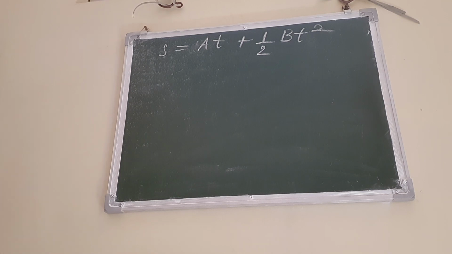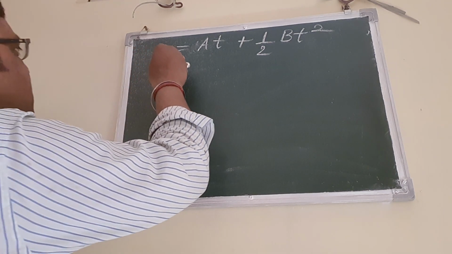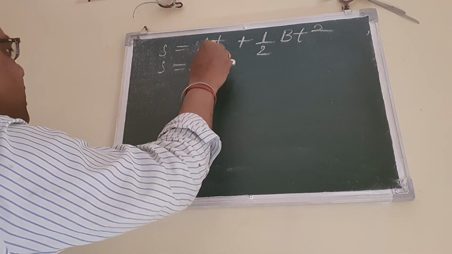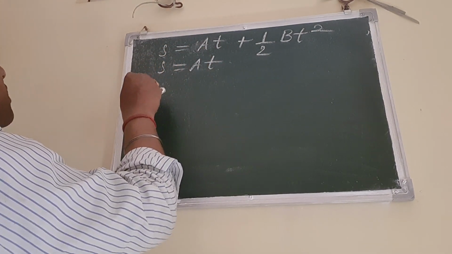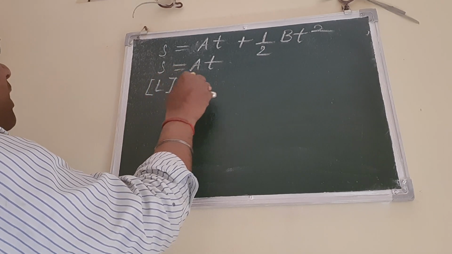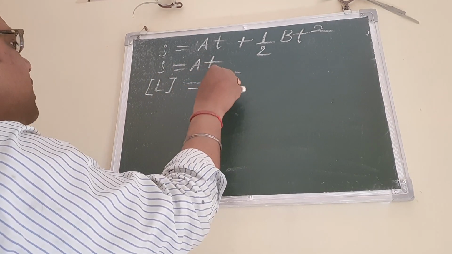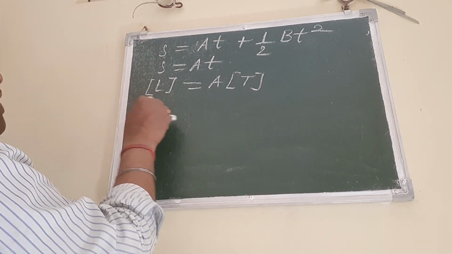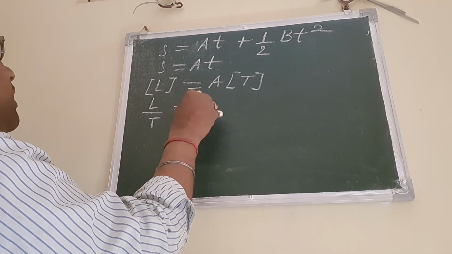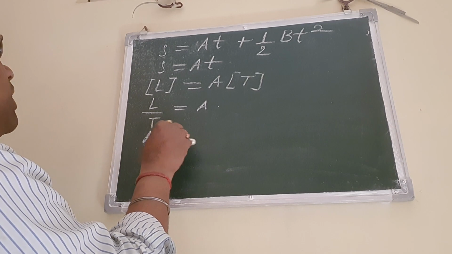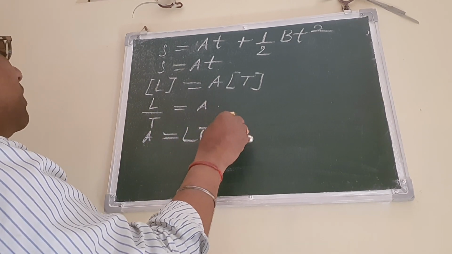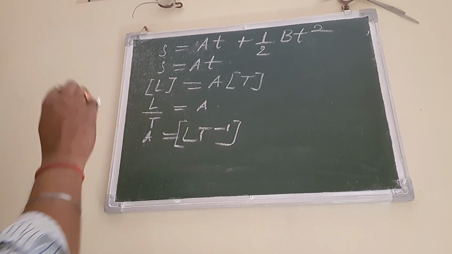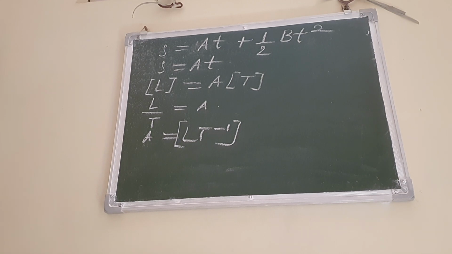So here again the dimensions of all the terms will be equal. So the dimension of S becomes equal to at, where S is the distance, so its dimension becomes length. L is equal to A, and T is time, so it is T. So it becomes L upon T is equal to A. So A is equal to LT raised to power minus 1. So this is our dimension for A.